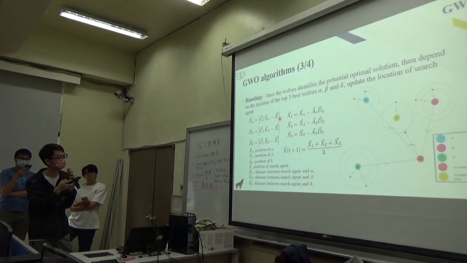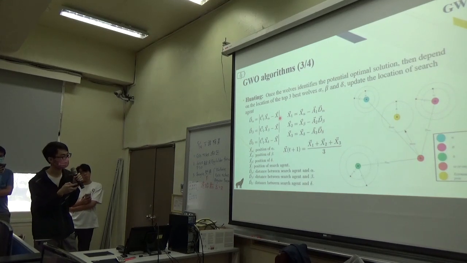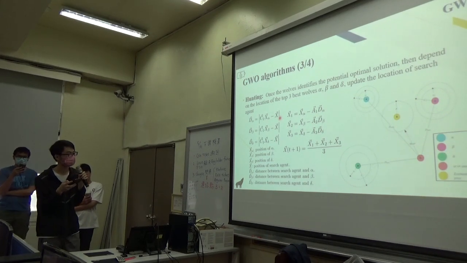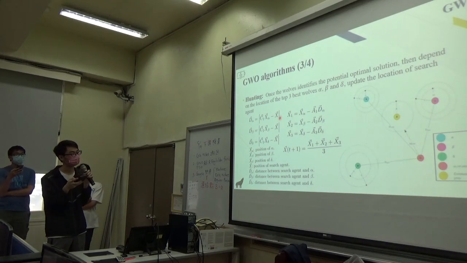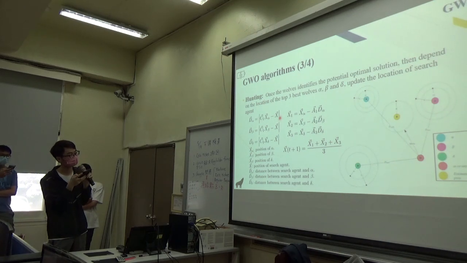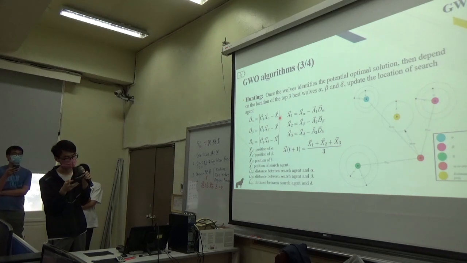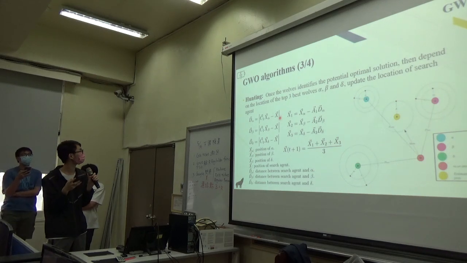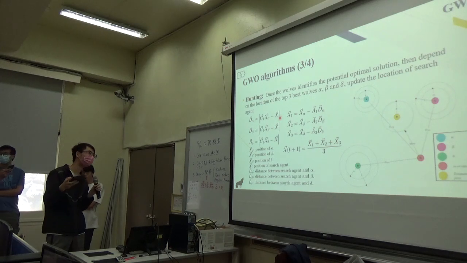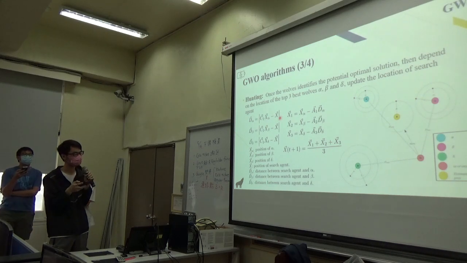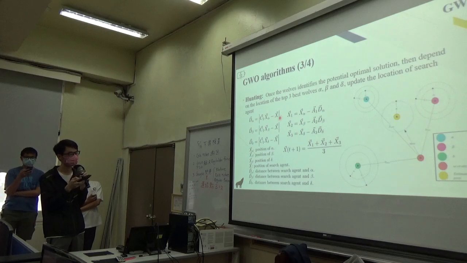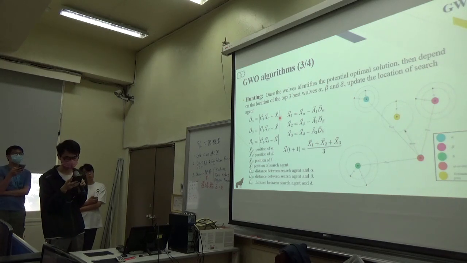X alpha, beta, gamma is the position of the alpha, beta, gamma wolf, and X is the position of the search agent, which needs to be represented in the total position of the alpha, beta, gamma wolves. And D is the distance between the search agents and the wolf, which is alpha, beta, gamma.